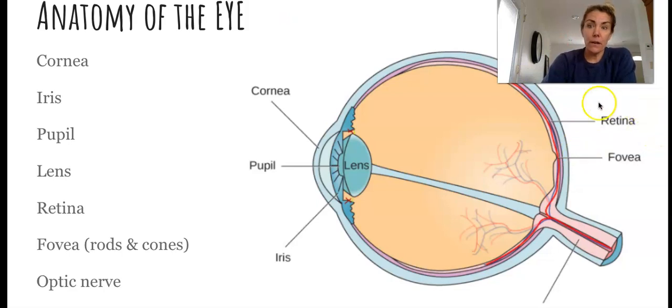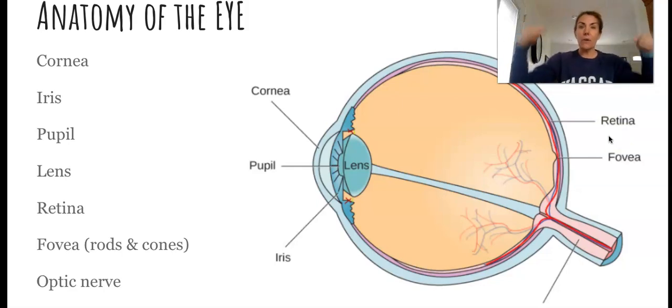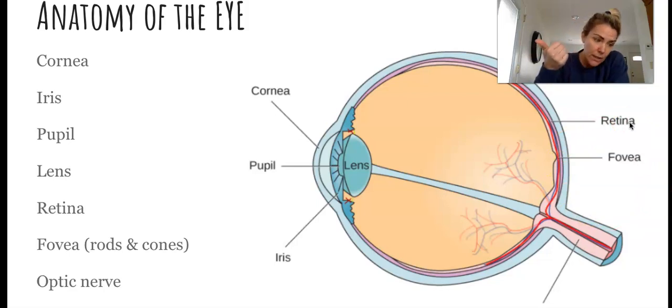And then that's where the retina is, with the fovea. Okay, so if you think of the retina as the movie screen, when you watch a movie you're not looking at the outer edges, you're looking at the center. So the center of the retina is that fovea. And remember, the fovea is where the cones are. It's in the center of the retina.